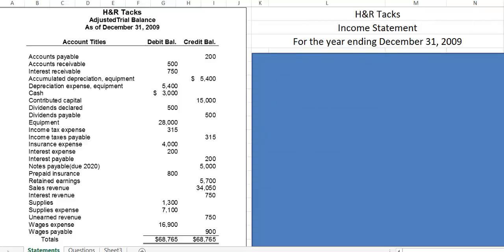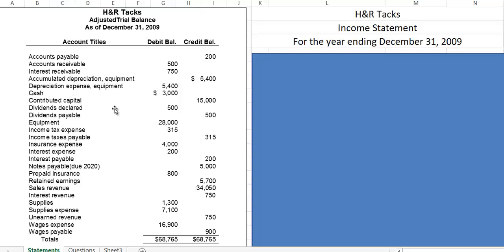Hi folks, welcome to our second video, whereby we're going to begin where we left off. We left off with an adjusted trial balance that we prepared in the first video, and what we're going to do is use it to prepare the final financial statements: income statement, statement of retained earnings, and last but not least, your balance sheet.